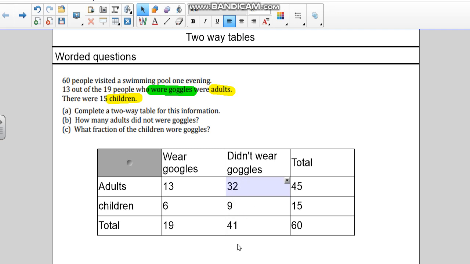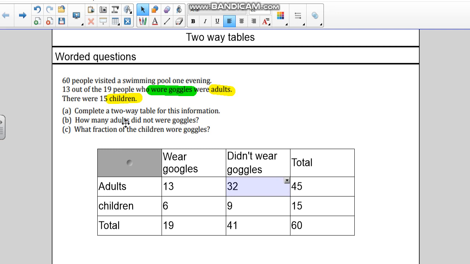Do these two numbers here add up to this one here? Because I didn't have any of this at the beginning. So 32 add 9 is 41. So it works. I've filled in the table there. Okay. So it might be a good idea if you want to just copy that down.